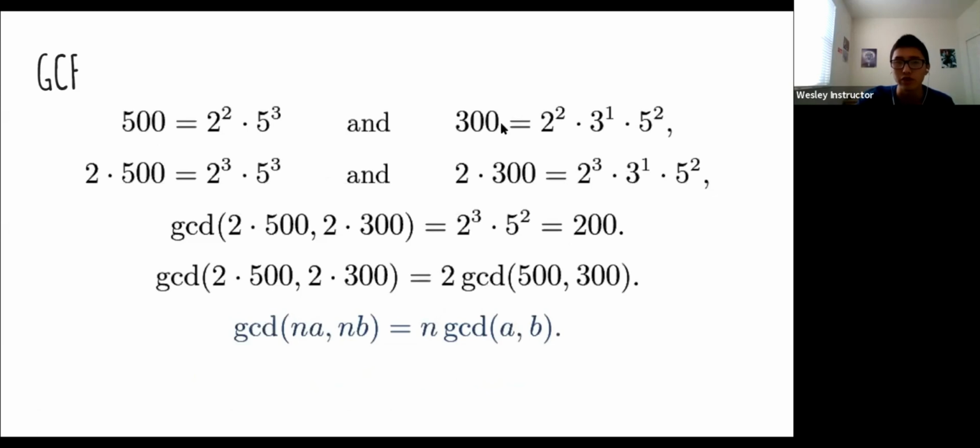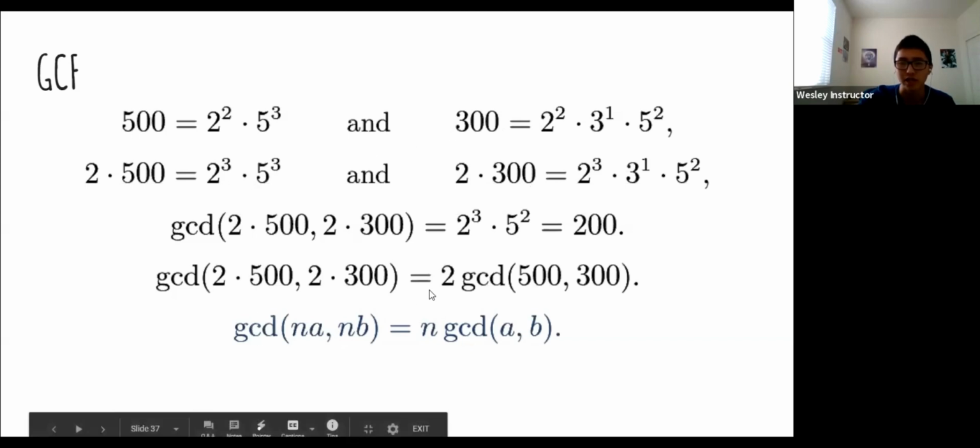500 and 300, you want to find their GCF, and then you want to find the GCF of 2 times 500 and 2 times 300. Well, this is just GCD of 500 and 300 times 2. So pretty similar to the LCM rule we covered last lesson. So to simplify it, GCD(n times A, n times B) equals n times the GCD of A and B.